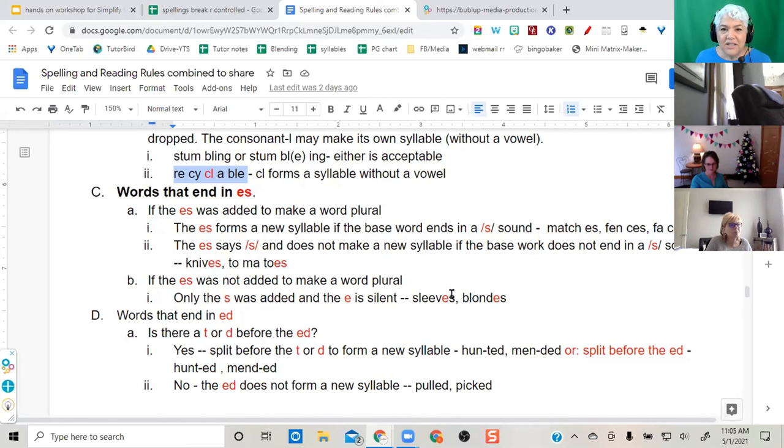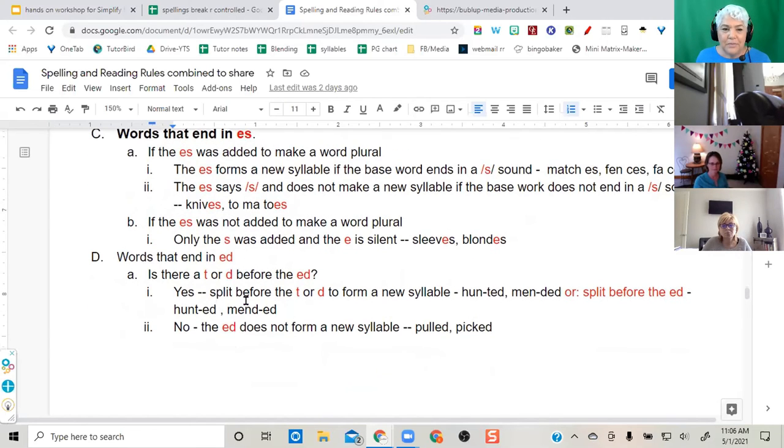Okay. And then working backwards, sleeve, sleeves. I just added the S to this word. What did the E do there? Not a darn thing. Blonde, right? So just working backwards from your spelling rules to help you with the decoding.